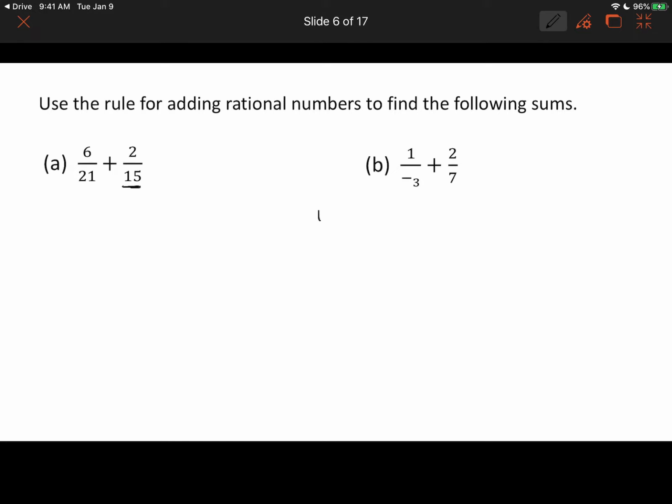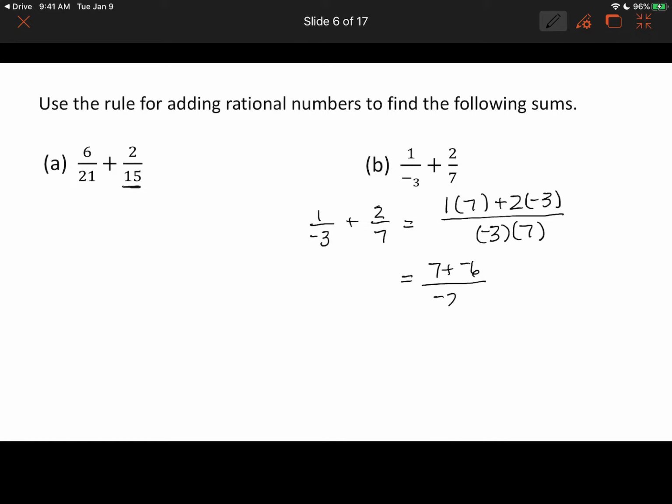All right, so I have 1 over negative 3 plus 2 over 7. Using the rule says 1 times 7 plus 2 times negative 3 over negative 3 times 7. That's going to give me 7 plus negative 6 over negative 21. That's going to give me 1 over negative 21. And we usually pull the negative out front, so negative 1 over 21.